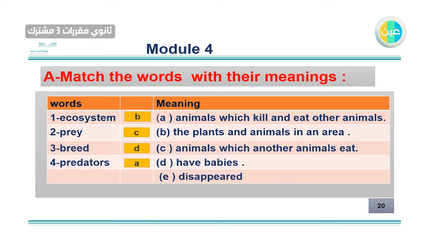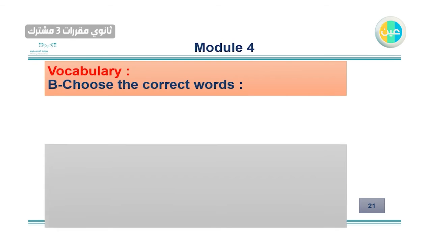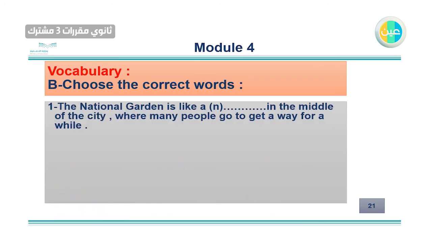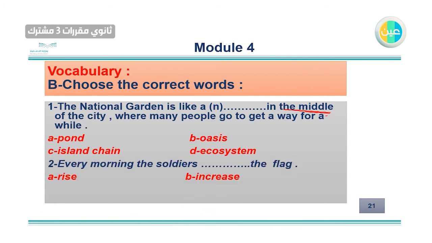The National Garden is like a blank in the middle, because I said here in the middle. Okay, so what do you think? In the middle of the city, where many people go to get away for a while. Which one is suitable? Oasis, of course, because it's in the middle, like an oasis in the middle of the desert. Okay, every morning the soldiers blank the flag. What's suitable? Okay, raise, yes. Put it high, raise the flag.